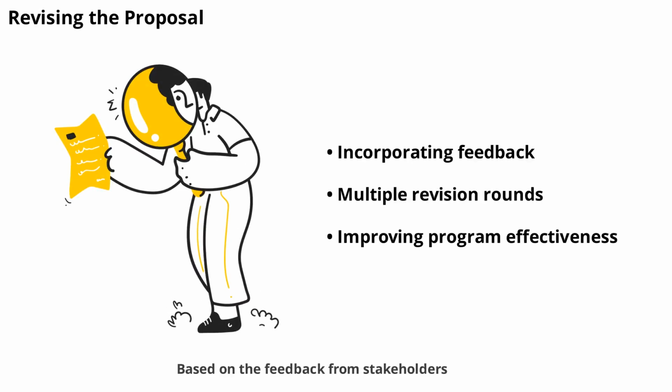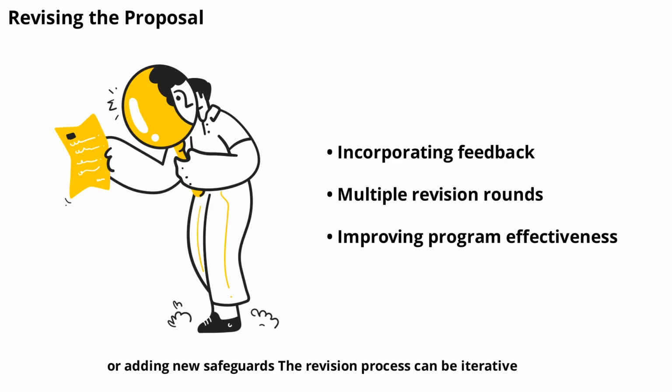Based on the feedback from stakeholders, the policy proposal is revised. This might involve clarifying objectives, adjusting budgets, or adding new safeguards. The revision process can be iterative, with several rounds of changes before the proposal is finalized. Each revision aims to address concerns and improve the program's effectiveness. By the end of this stage, the proposal is much stronger and better suited to meet the needs it was designed to address.